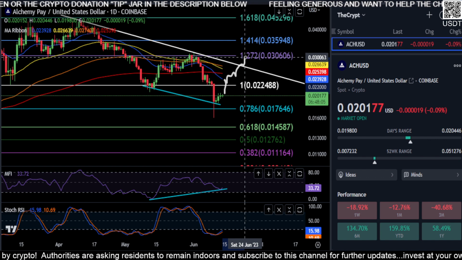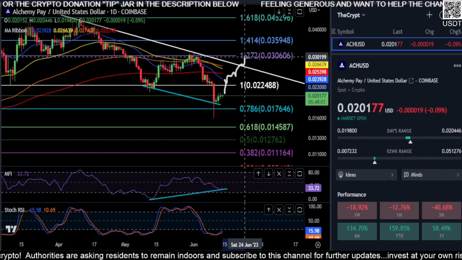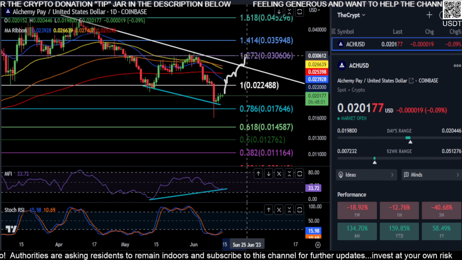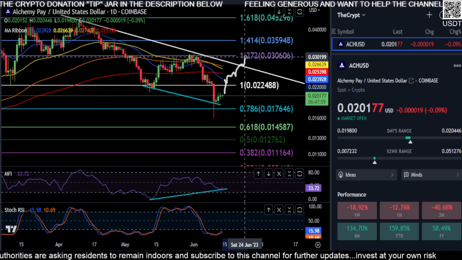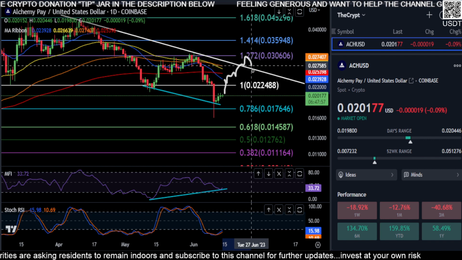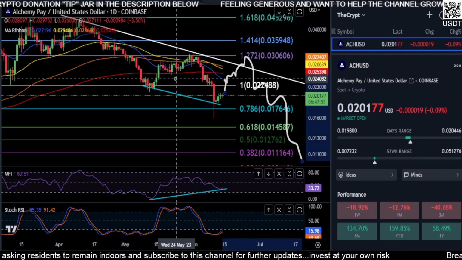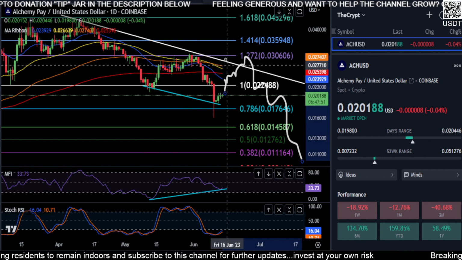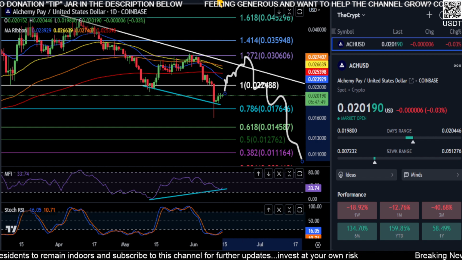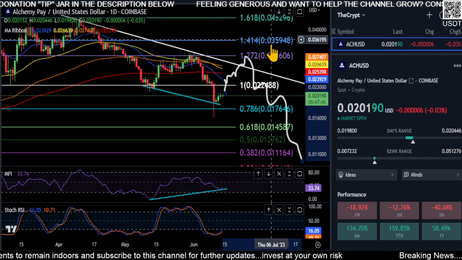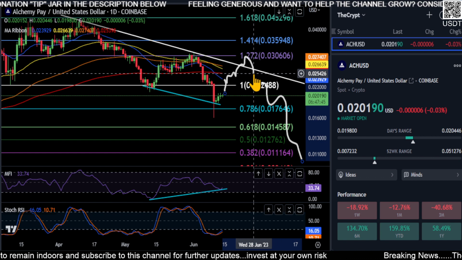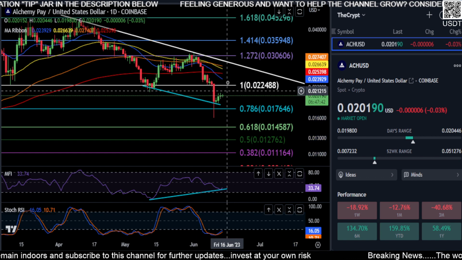So we may end up doing something like this, bouncing around our moving averages, trying to get over the downtrend. May wick up to the 3 cent level. That remains to be seen. But until we get over 3, we are still bearish on ACH here. And then we can end up doing something like this and just continuing our downtrend. So as long as we're under 3 cents as of now, you're still extremely bearish in my opinion on ACH here. So let's get this line out of the way. That's what I would watch for there.